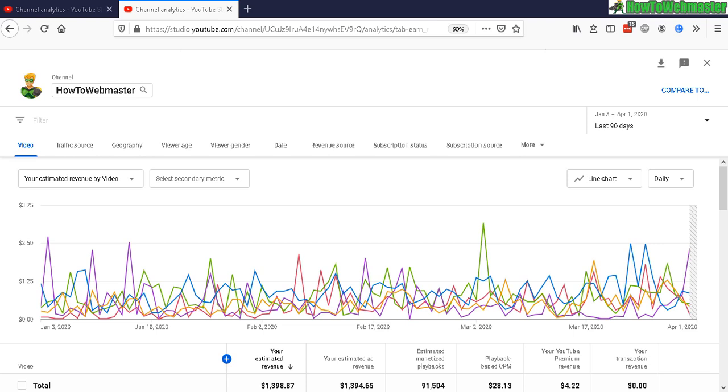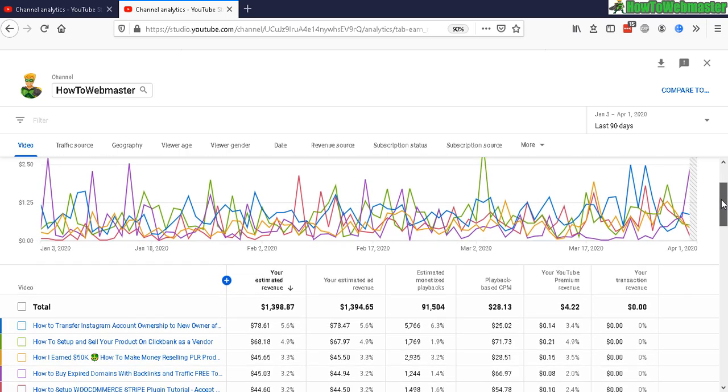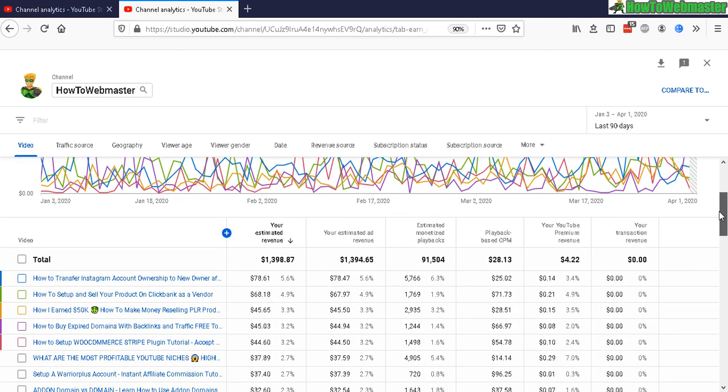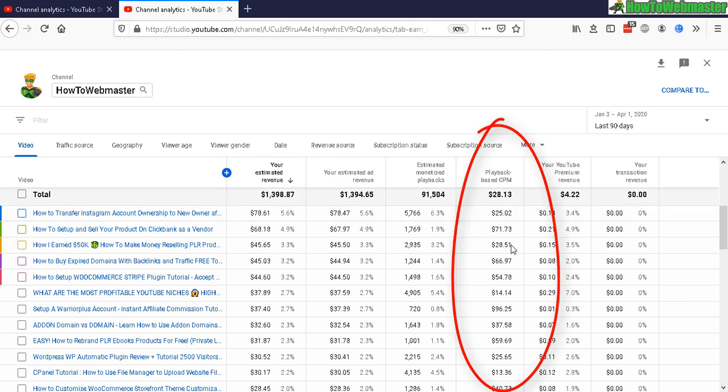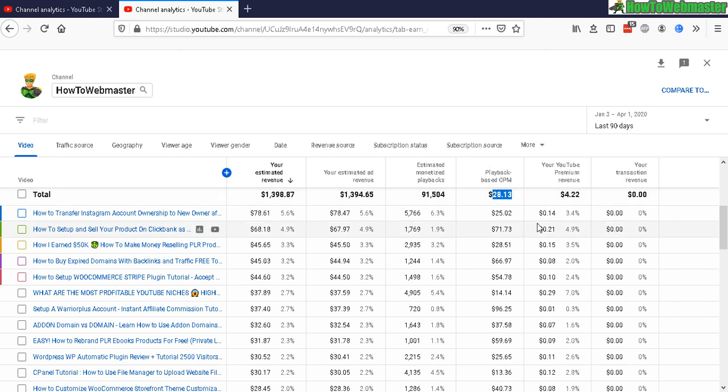Today I'm going to show you my highest earning CPM rates. So these are ad rates per 1,000 views. So this column right here shows the CPM playback rates. The average I get is about $28 per 1,000 views.